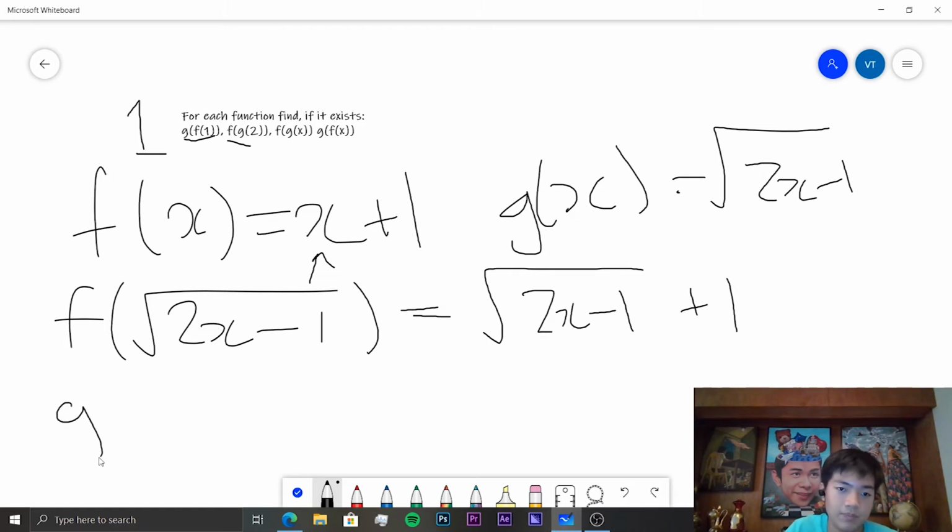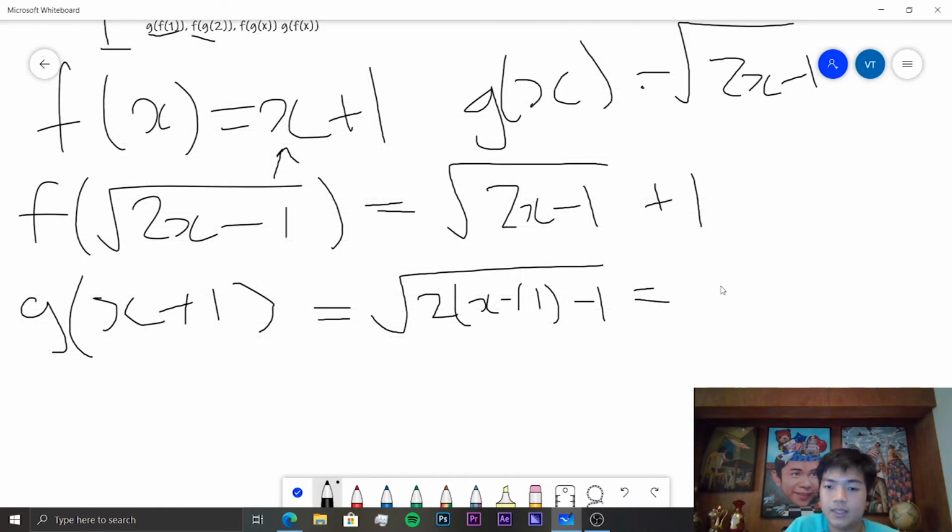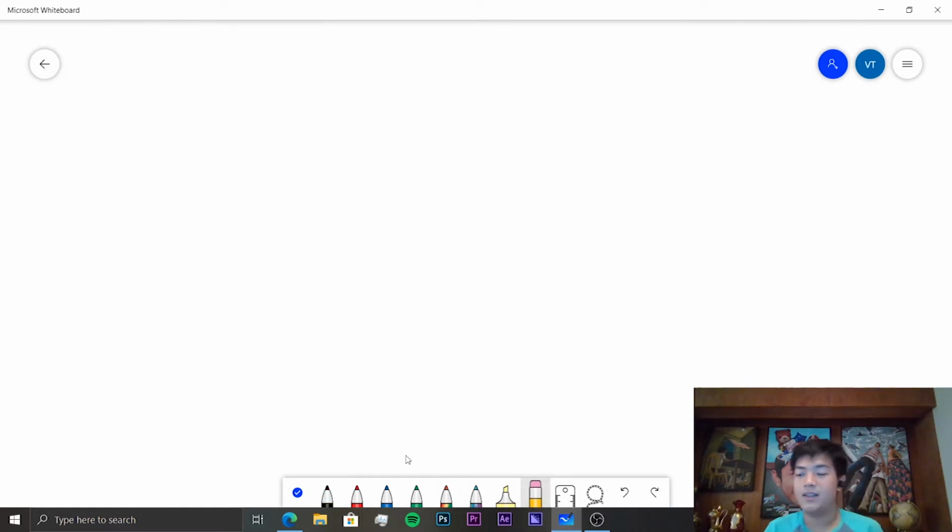Pretty simple. Now what's gf of x? Well, f of x is x plus 1, so we need to find what g of x plus 1 is. And that will simply be equal to 2 times x plus 1 minus 1, which is equal to 2x plus 1. That's it. Okay, so let's move on to question 3 now.